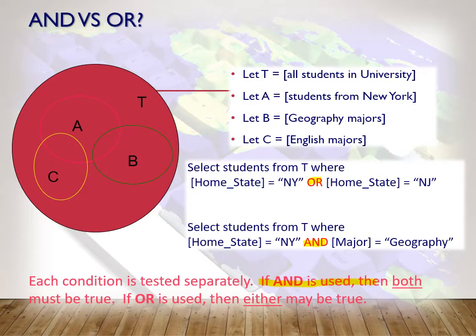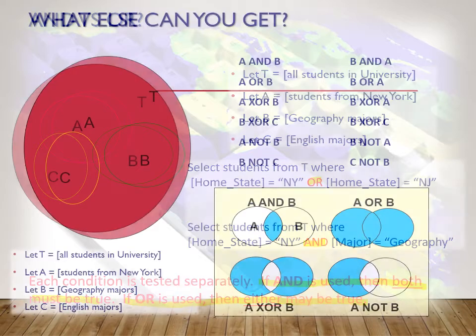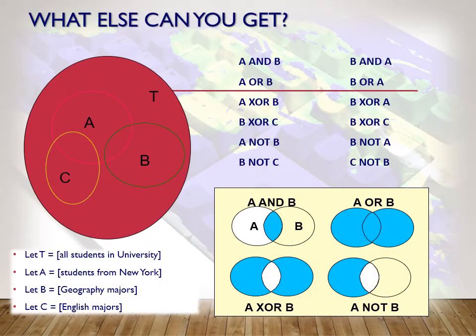If AND is used, I'm going to just read right from the PowerPoint. If AND is used, then both must be true. If OR is used, then either may be true. Keep that in mind. It's very, very important. We're not going to get into all these different types of Boolean operators because we just don't really use them that often, but they are there. We went through the NOT and we went through the XOR. So just kind of look at this diagram, especially this diagram here again, to make sure you understand at least the difference between AND and OR.